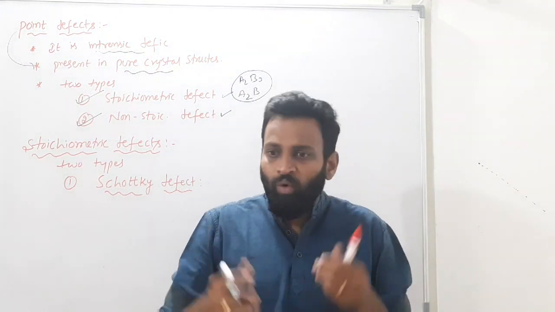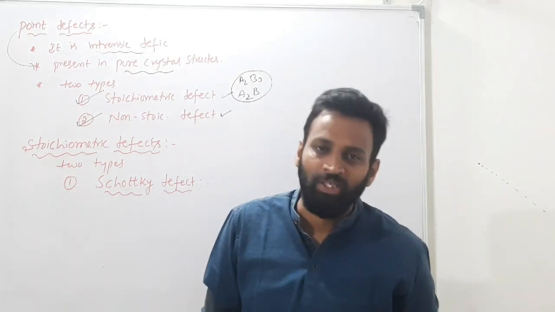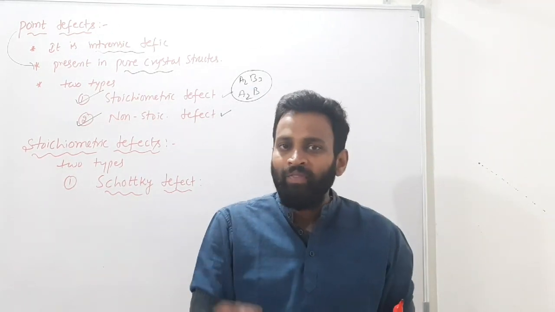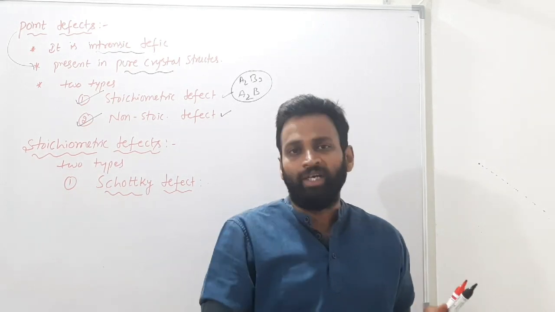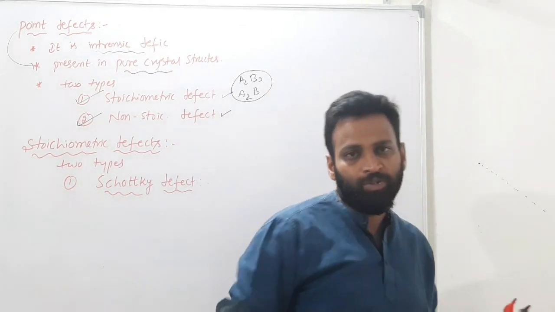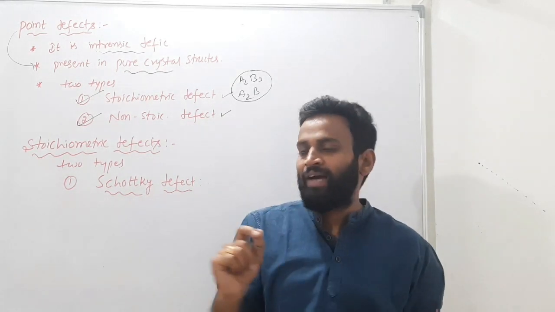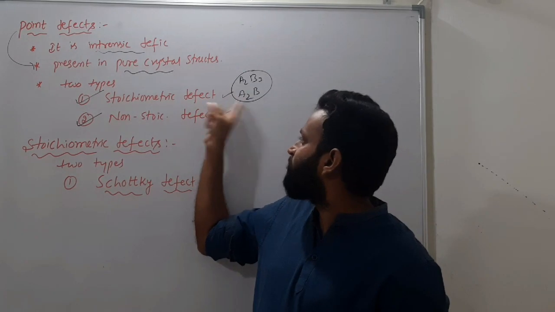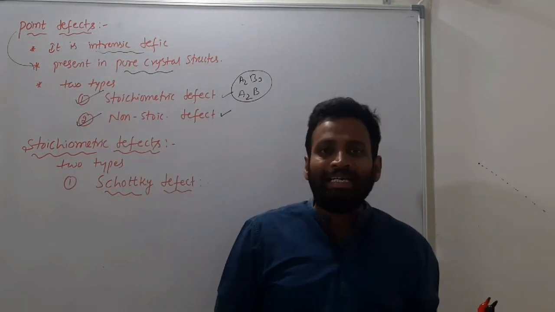The formula won't change. The number of students has not changed, only a student's position changed. It is one defect. Why? That defect is due to a change in the position of that particular student from one position to another. So those kinds of defects, which have no change in formula, are called stoichiometric defects.